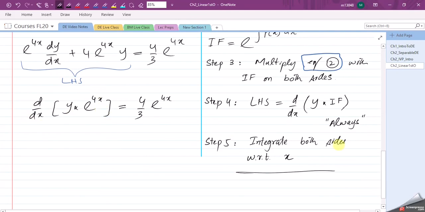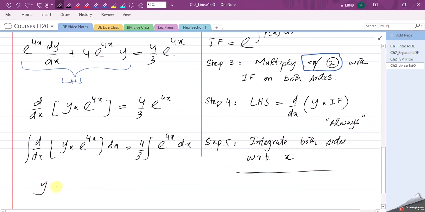Now when we integrate both sides, here we integrate d by dx of y times e raised power 4x dx, and we integrate this side as well. 4 by 3 can be outside, and dx. Derivative and integral will cancel the effect of each other, and we get y times e raised power 4x equals 4 by 3 e raised power 4x divided by 4 plus a constant of integration.